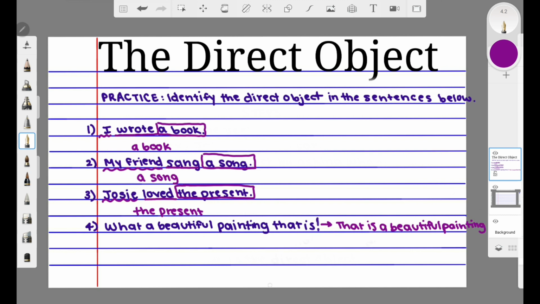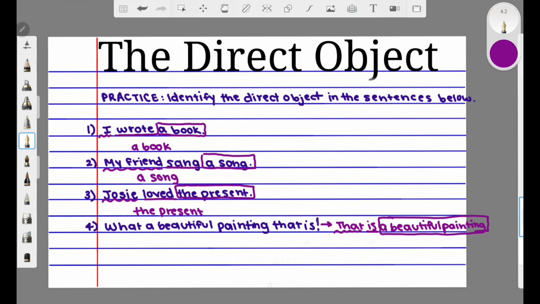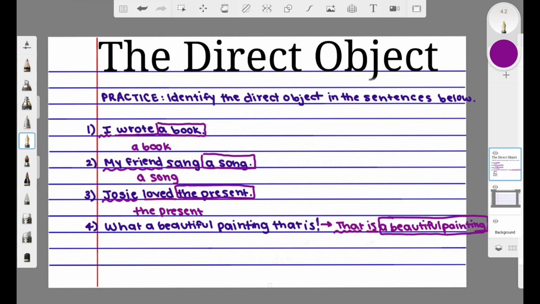Now it's much easier to see that is our verb, that is our subject, and a beautiful painting, or even if we just want to consider painting as the direct object and no other adjective, in the same way, then we would just, for all of the other ones, we wouldn't include any adjective, but it's fine either way. So we could say a painting, just painting, or a beautiful painting as the direct object.